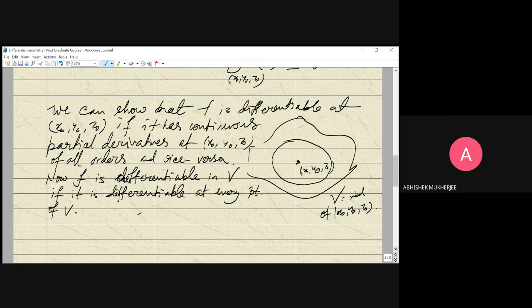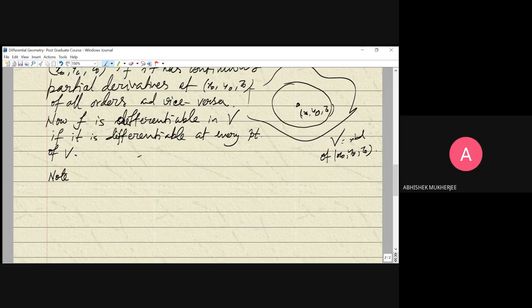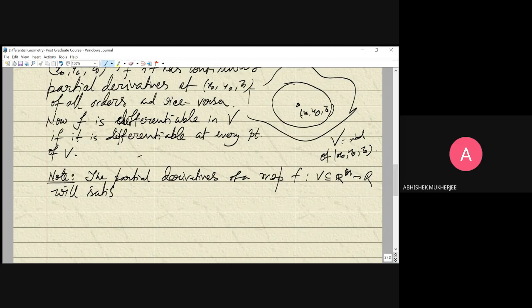Okay. Now note the partial derivatives of a map F from V, suppose R3 to R or Rn to R. Partial derivatives of a map F will satisfy the well-known chain rule. Okay. Chain rule.